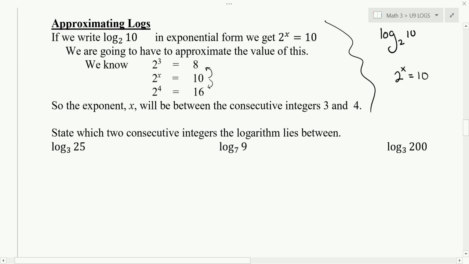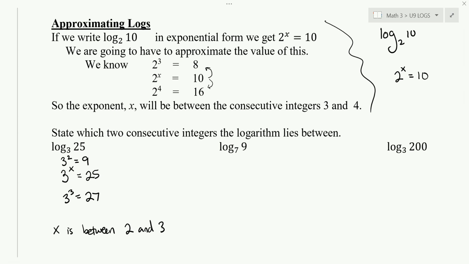So log base 3 of 25, that's asking the question 3 to what power is 25? 25 is not a power of 3, but I want to get as close as I can get to it using an integer. And I want to get as close as I can get and get something below 25, and then something as close as I can get but above 25. So 3 to the power of 2 is 9. 3 to the power of 3 is 27. And so we have our consecutive integers, 2 and 3, and 25 is going to be between those two answers, the 9 and the 27. So our answer would be x is going to be somewhere between 2 and 3.